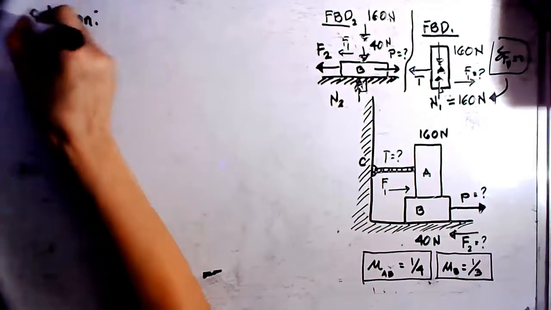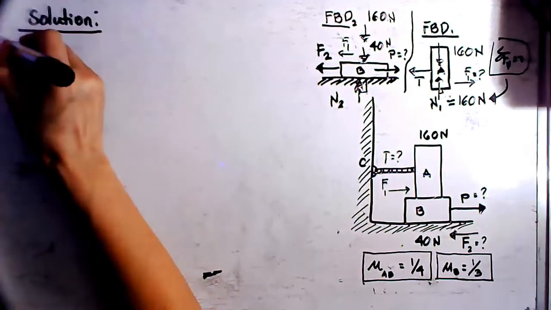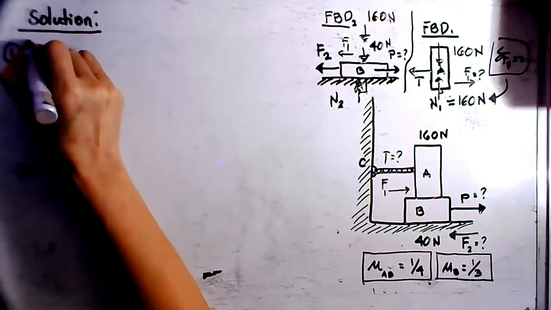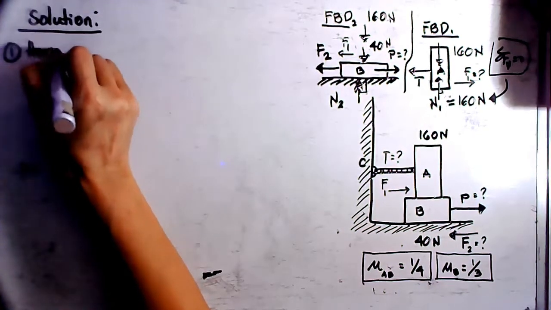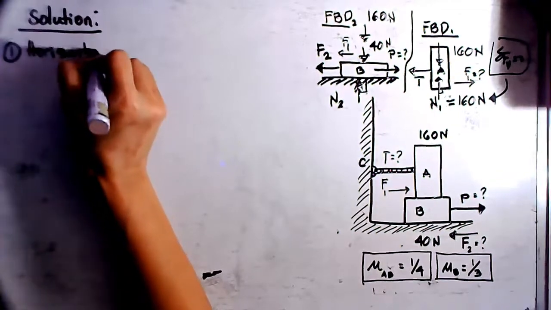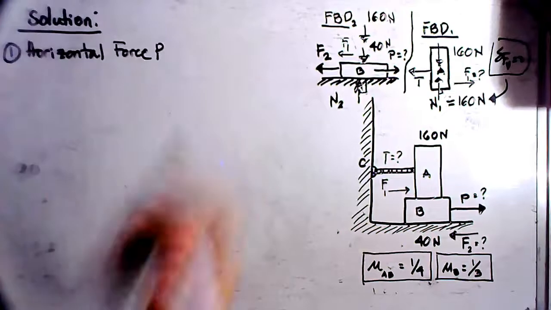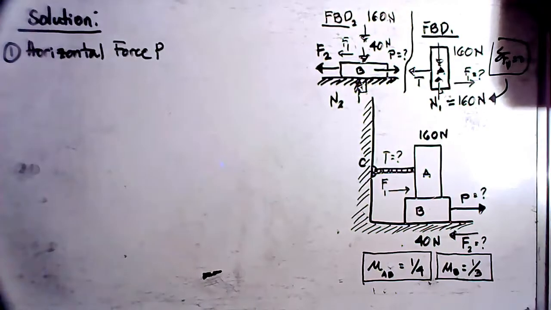Okay, so the first question is, we are going to determine the horizontal force P, which is essential to move block B. So how do we move block B? We need a value for the horizontal force P. So let us determine the horizontal force P. That is our first question.